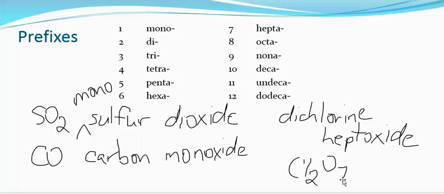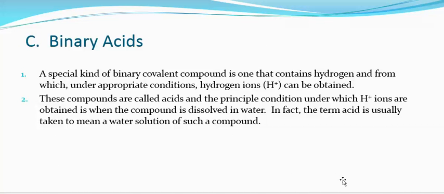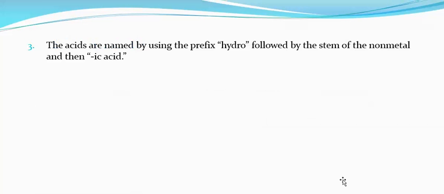Third type of binary are binary acids. These are a special type of binary covalent compound that contains hydrogen, and you can obtain hydrogen ions from this compound. They're named by giving the prefix hydro followed by the stem of the nonmetal and then -ic acid. So I'll go through a couple examples of some binary acids.